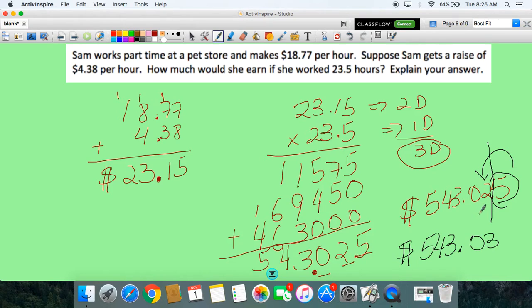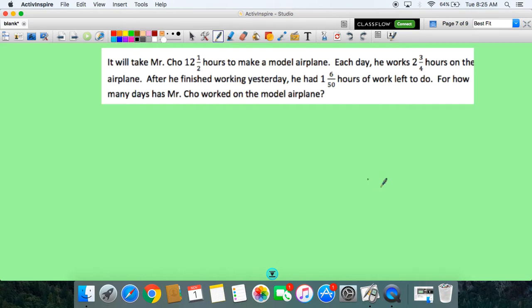Okay, you need to do a little bit of rounding here. Next one. Mr. Cho takes 12 and a half hours to make a model airplane. Each day he works 2 3/4 hours. After he finished yesterday, he had 1 6/50th hours of work left to do. For how many days has Mr. Cho worked on the airplane?